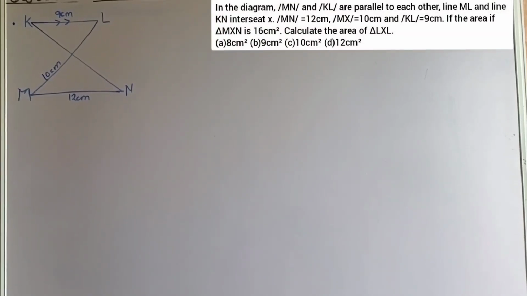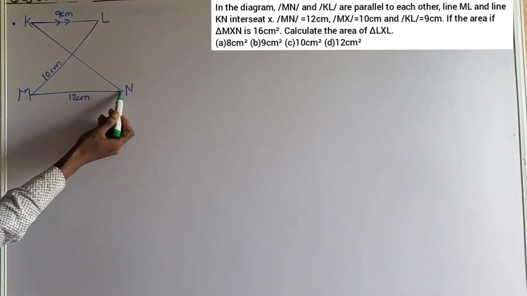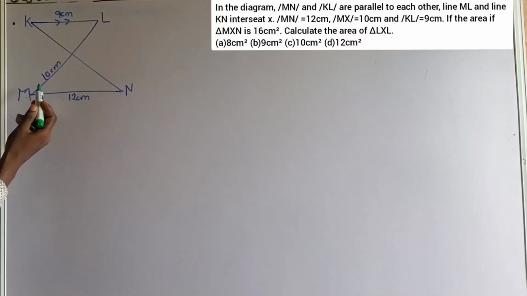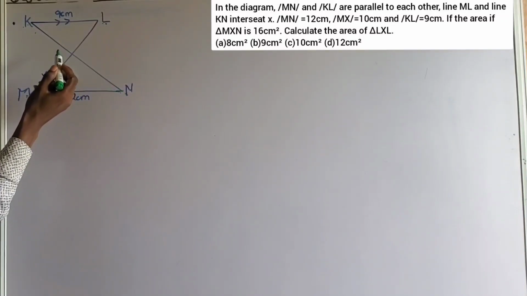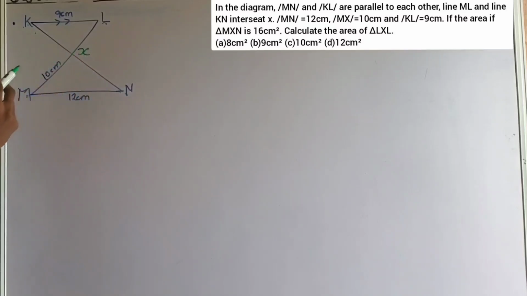Consider the diagram on the board. In the diagram, line MN, line KL, line ML, and line KN intersect at X. Listen, this line ML, please pay attention. Line MN, this line, and line KL, this line. Also, we have line ML, this line, and this line KN, this line. You understand? Both of them intersect at X. This place that you see here is called X.